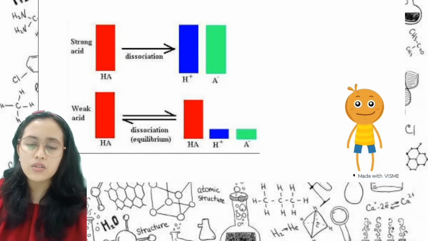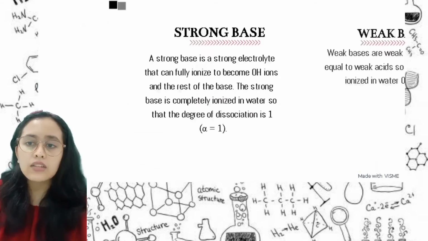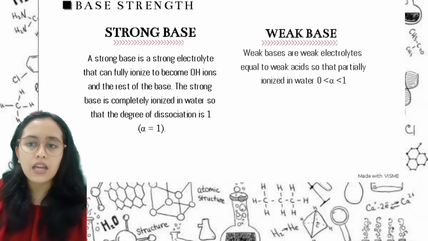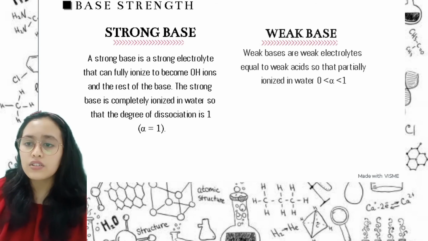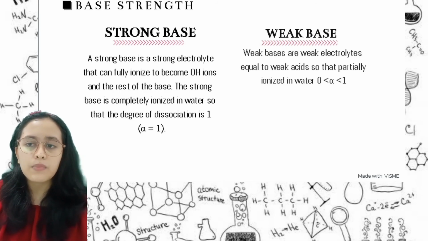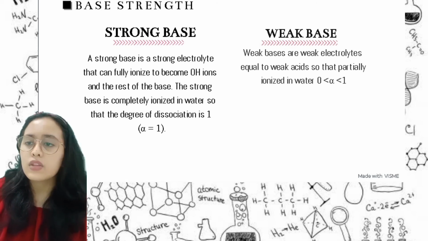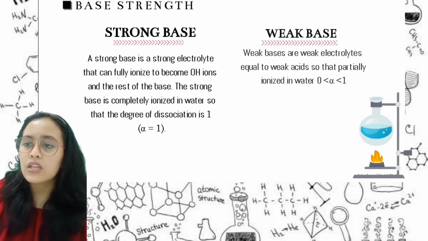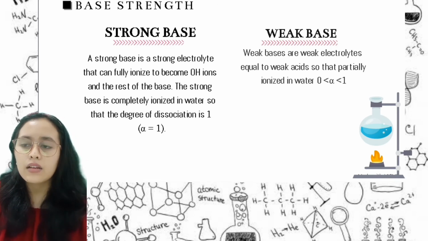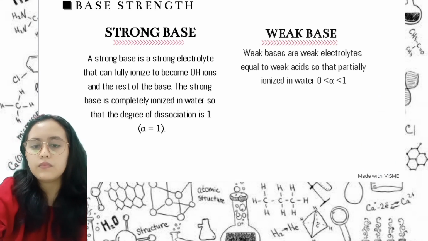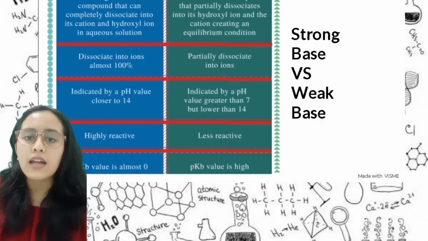This is the differentiation between strong base and weak base. A strong base is a strong electrolyte that can fully ionize to become hydroxide ions and the rest of the base. The strong base is completely ionized in water so that the degree of dissociation is 1. The weak base is a weak electrolyte, like a weak acid, so it is partially ionized in water, with alpha smaller than 1 and bigger than 0.